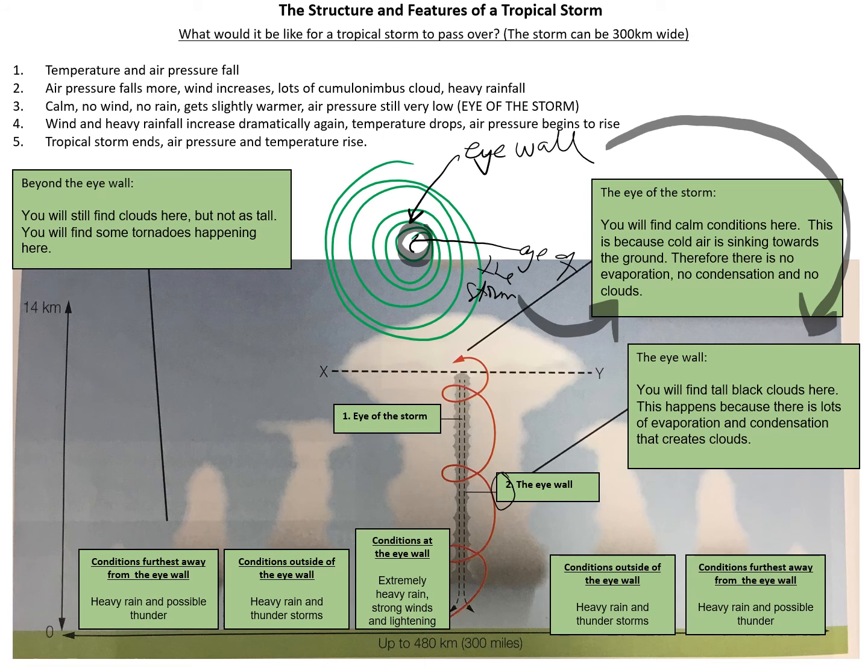Okay. And then it tells us what the conditions are as we move away from the eye wall. So it tells us what the conditions are at the eye wall, outside of the eye wall, and then the furthest away from the eye wall. And you'll notice that this is statement 1. This statement is duplicated twice because the same thing happens on both sides of the storm. So make sure, please, you have all of this information down before you move on.